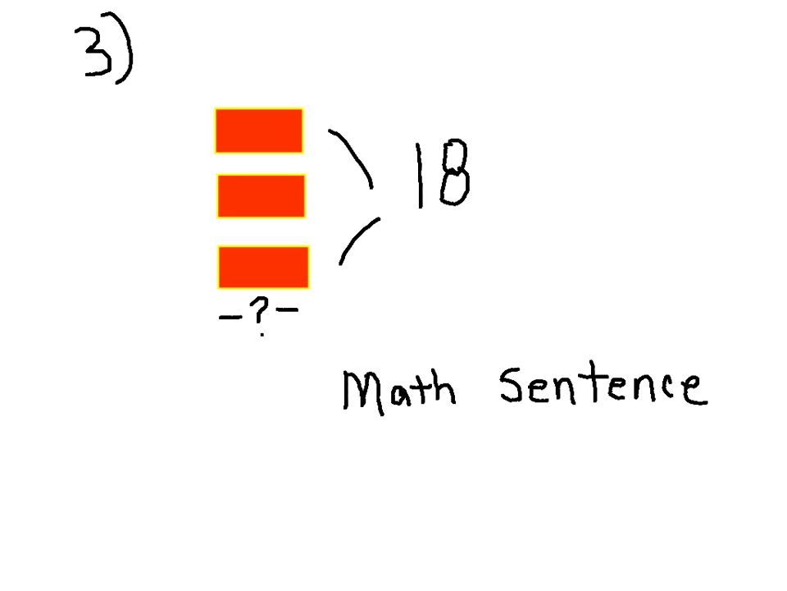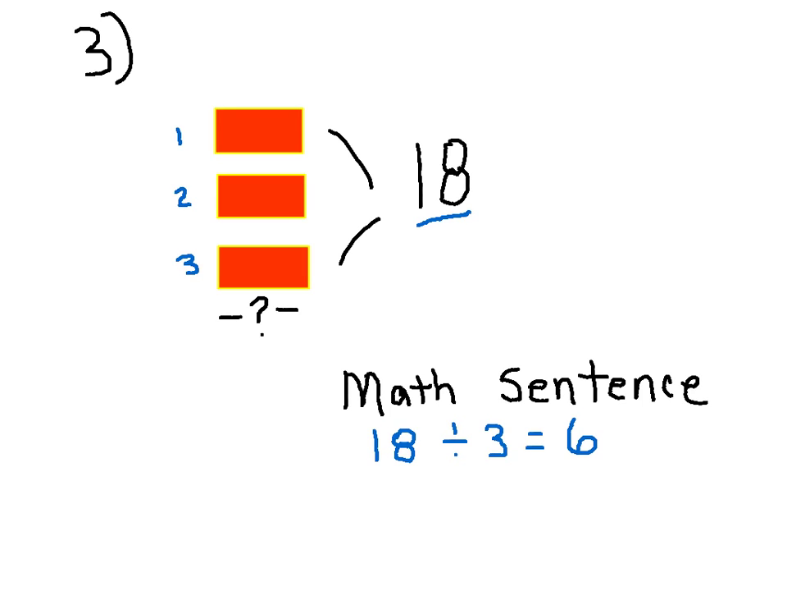Okay, this math sentence says that we have 18 in all, and it is split equally between 3 equal parts. So, of course, the operation that allows us to split some number into equal parts to find out how many is in one part is division. So the math sentence would be 18 divided by 3 is equal to 6.